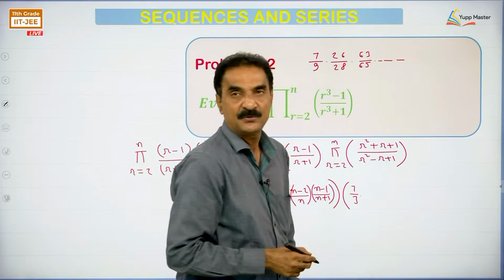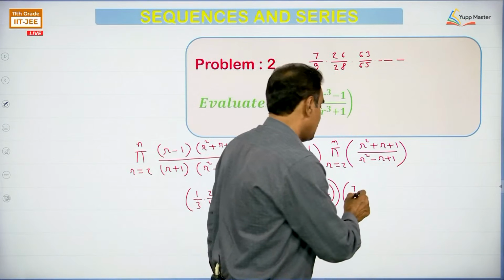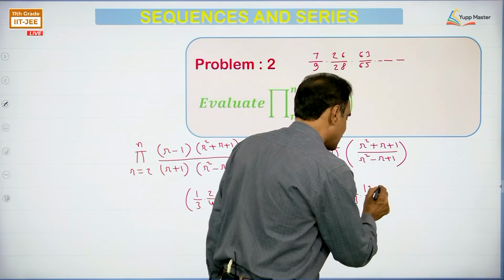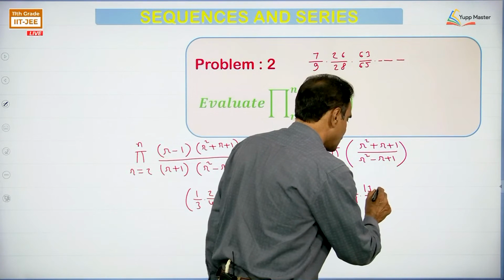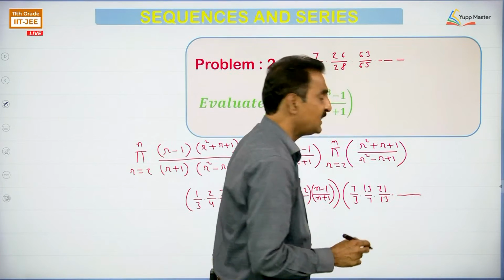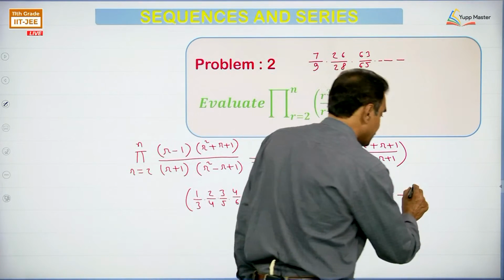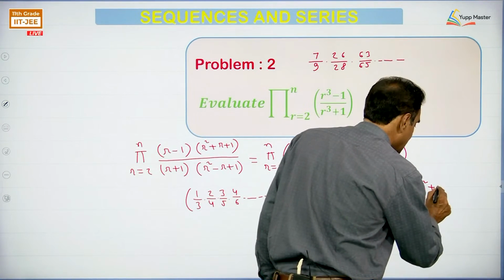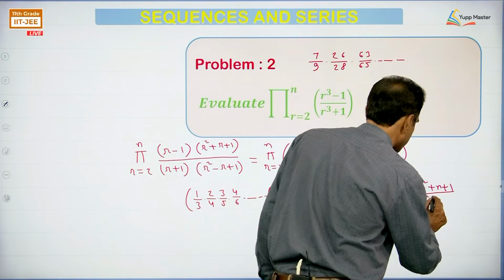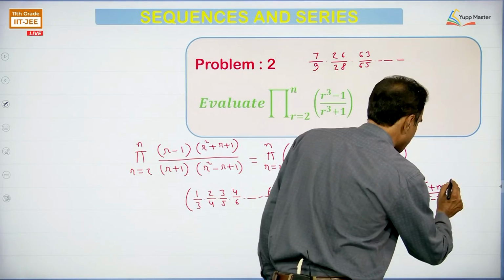Putting r is equal to 3, you will get 13 by 7. Next, putting r is equal to 4, you will get 21 by 13 and so on. Finally, putting r is equal to n, you get n square plus n plus 1 by n square minus n plus 1.